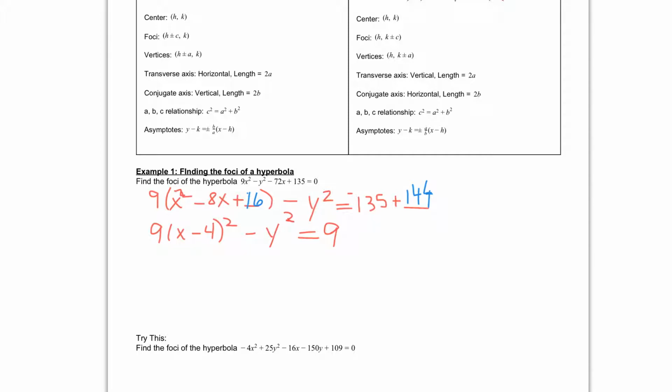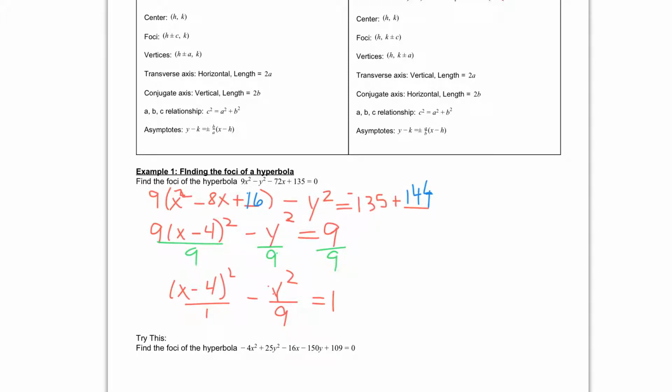And then from here, I need to remember that with my hyperbola, my right-hand side should always be 1. To make that 1, I need to divide everything by 9. So I'm going to go ahead now and divide everything by 9. And I get my answer in standard form of x minus 4 squared over 1 minus y squared over 9 equal to 1. And then from here, I can go and do my foci.